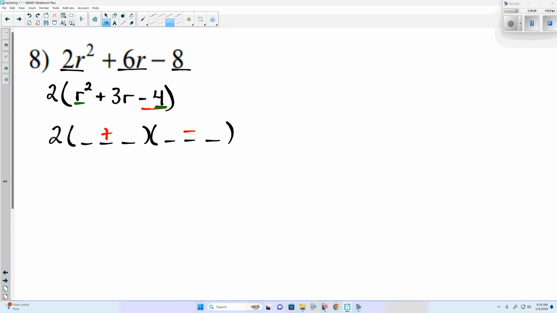Factors of the first and third term. Factors of r squared are r and r. Because those are the only factors of r squared, and since the number in front of it is 1, we really have 1r and 1r, but r and r is the same. Now the other one we need to find the factors of.